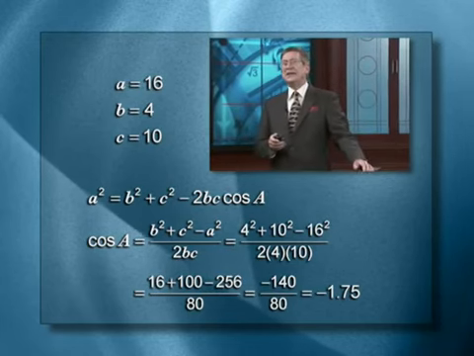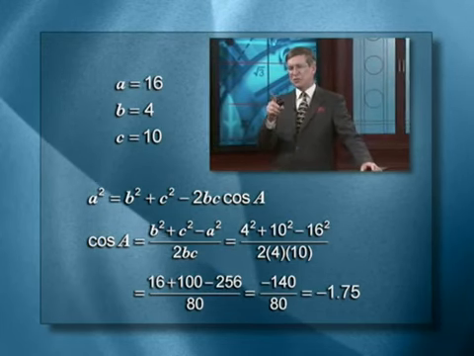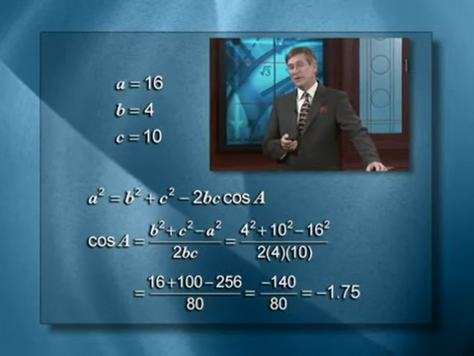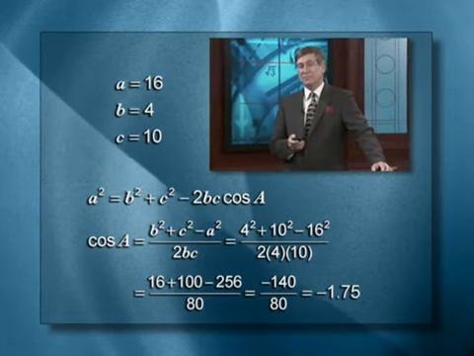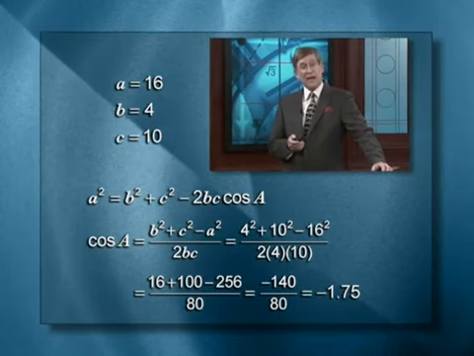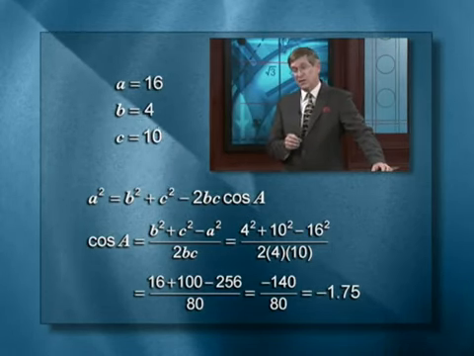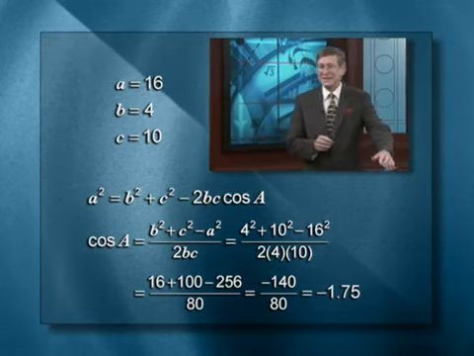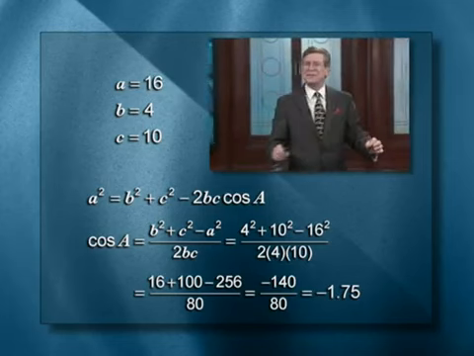Uh-oh, what do you say to yourself now? The cosine of A is about minus 1.75. It's exactly minus 1.75. What's A? What's the angle at A, given that its cosine is minus 1.75? Right. There is no such angle, is there?